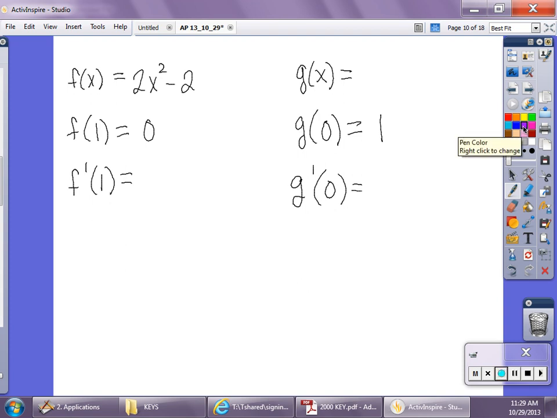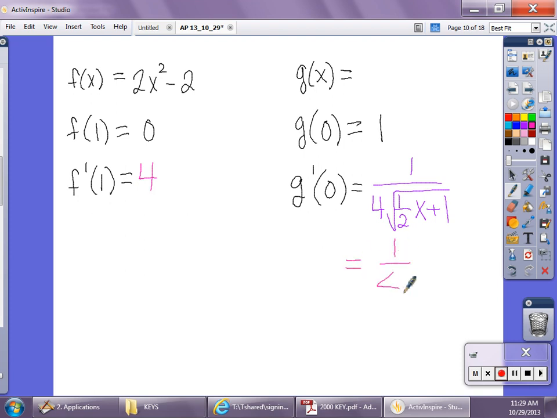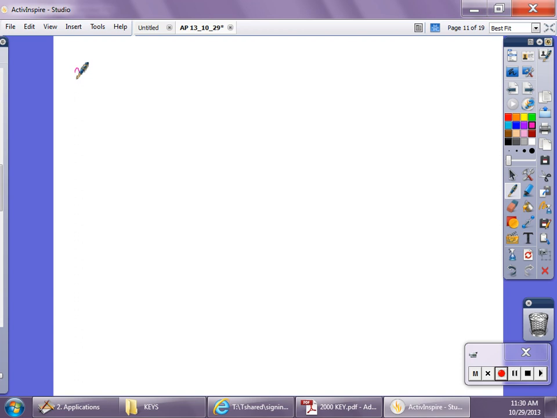And I'm trying to think of what the derivative was. 1/4 square root of 1/2 x plus 1. What is f prime of 1? 4. Substitute in 0, and you get 1/4. Okay? Interesting.